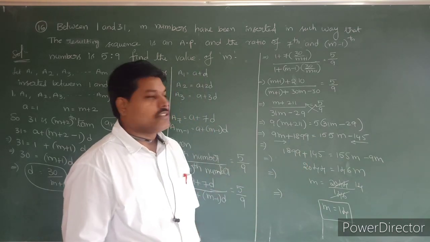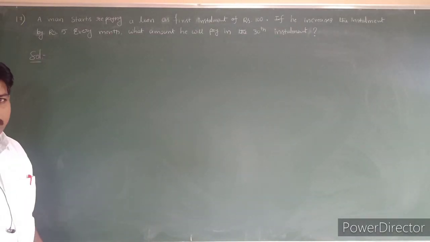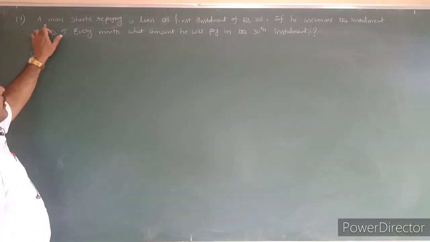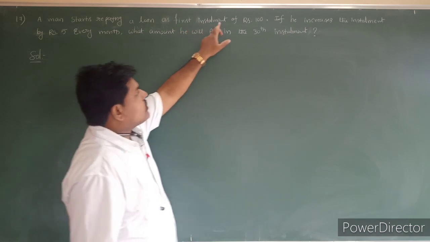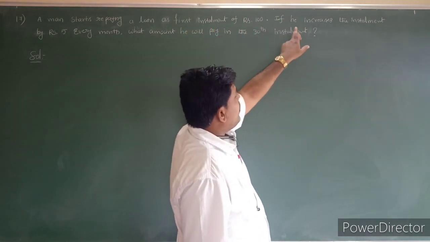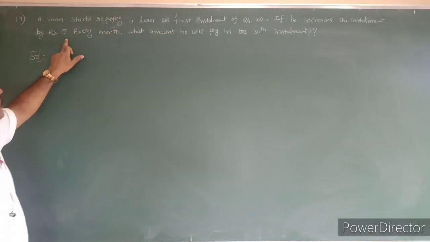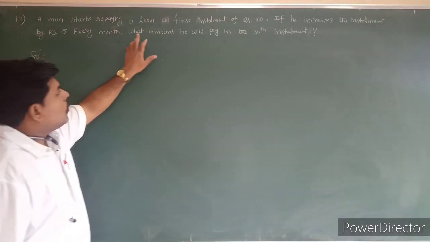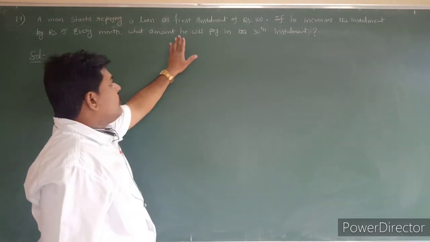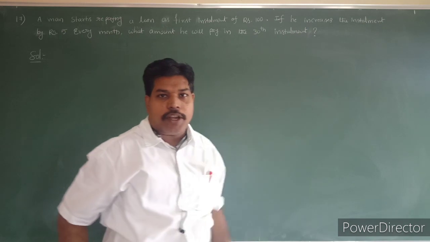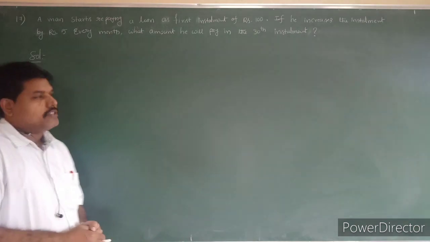So see the question once again. See students, question number 17. So what is the question? 17 is: a man starts repaying a loan with a first installment of 100 rupees. If he increases the installment by 5 rupees for every month, what amount will he pay in the 13th installment? So what they are asking is, what is the installment he will pay in the 13th installment?